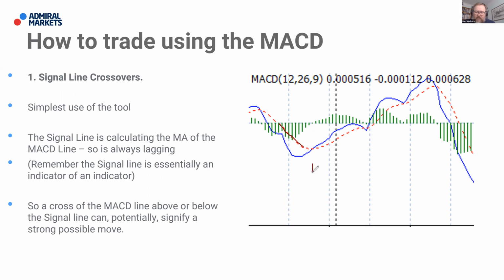So when we see a cross like here, I'm just going to draw this in. As I always say, please excuse my drawing skills. I'm a better trader than I am an artist. But when we see the MACD line crossing the signal line, that could be an indication that, if we were to look up at the actual price chart, the price would be beginning to rise. So that is the simplest use of the tool.